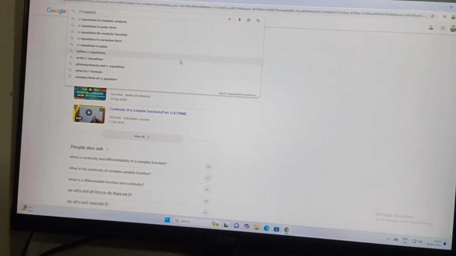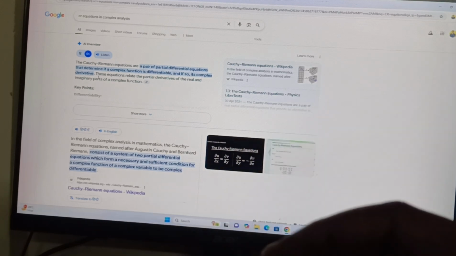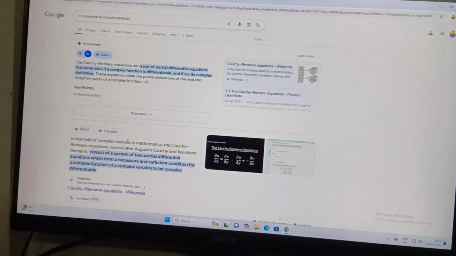CR equations. The full form is Cauchy-Riemann equations, a pair of partial differential equations that determine if a complex function is differentiable, and if so, its complex derivative. A complex function is differentiable, but its derivative should also be differentiable. It is on Wikipedia about this.